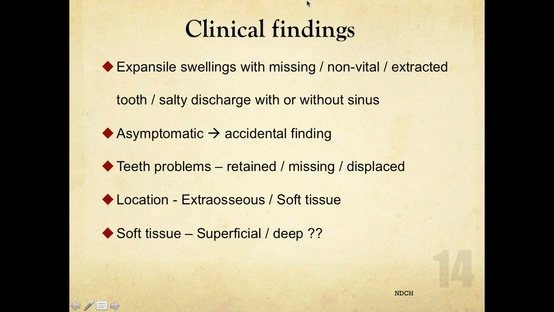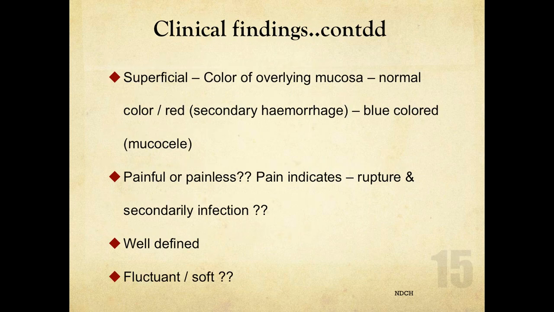Most of these cysts have an intraosseous or a soft tissue location. So you have to know whether the cyst is within the jawbone or whether it is located in the soft tissue. If it is in the soft tissue, the cysts may be either superficial or deeply located, in which case the color of the overlying mucosa plays a very important role. If the color is blue, it usually gives a clue that the underlying swelling could be a mucocele. But sometimes, due to secondary hemorrhage, it can appear red too.